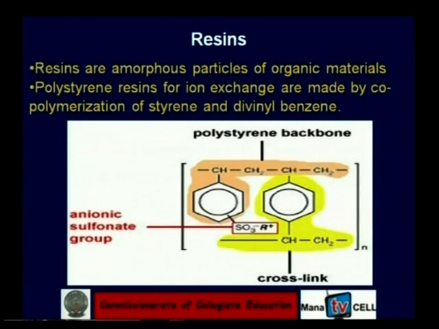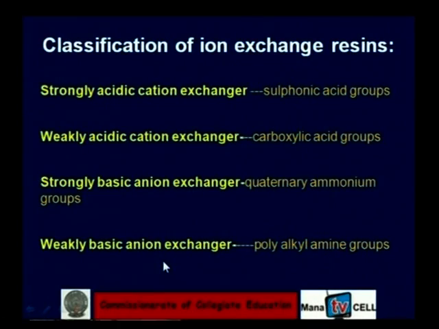Resins are made up of copolymerization of styrene and divinyl benzene. Here is the diagram which shows the structure of polystyrene. Based on the samples, ion exchange resins are of four types: strongly acidic cation exchanger, weakly acidic cation exchanger, strongly basic anion exchanger and weakly basic anion exchanger.